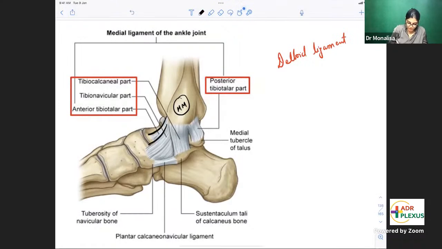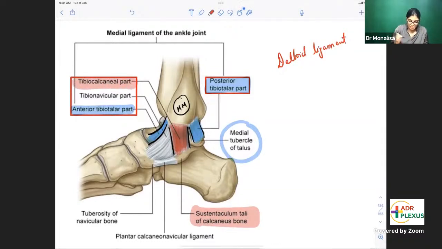From the medial malleolus it is diverging in 4 directions. Let's talk about each individual part. Anteriorly and posteriorly, it is attached from the medial malleolus to the medial tubercle of talus, forming the posterior tibio-talar ligament and anterior tibio-talar ligament. Lower to it, it is also extending from the medial malleolus and attached to the sustentaculum tali of the calcaneum bone. This part is called tibiocalcaneal.